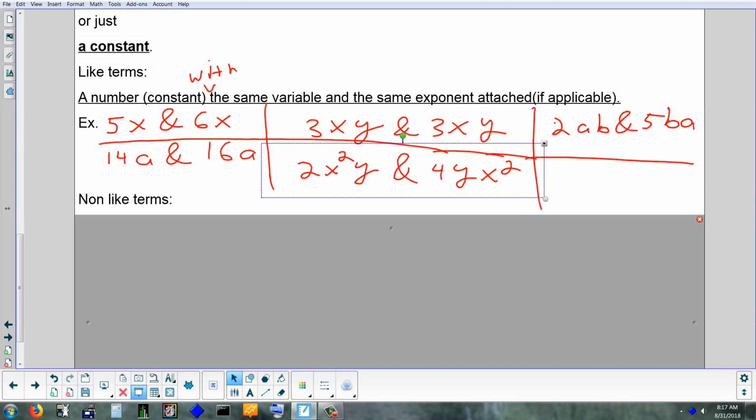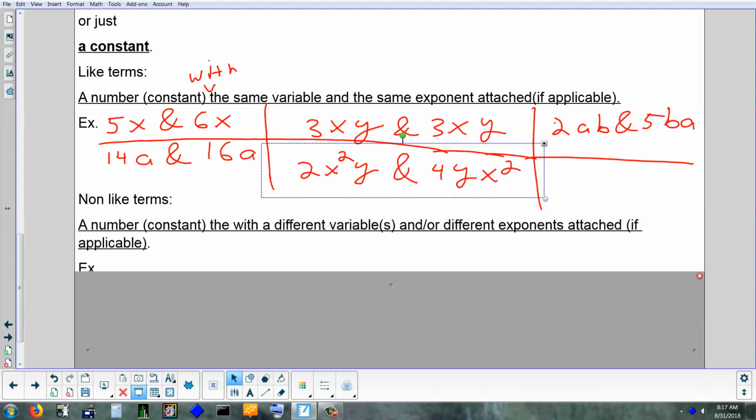All right, non-like terms. Well, basically anything that doesn't fit that definition. One term and the other term have different letters or a different exponent. So under non-like terms, a number, a constant.